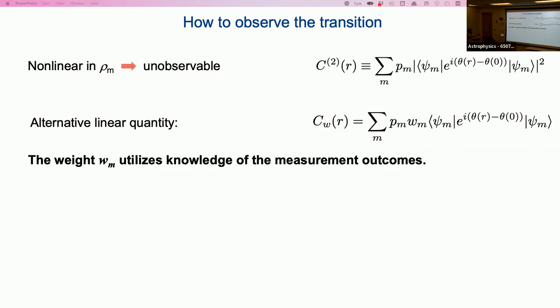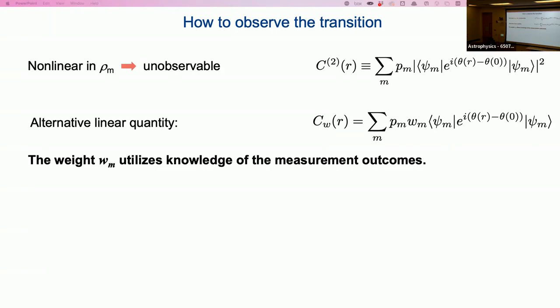So we want to change it to an alternative quantity where you average something that's linear in the density matrix. Averaging something like that is like usual averaging, where you find errors going down as one over the square root of the number of measurements. So where Wm is some weighting function that we want to design. If we design it correctly, we should be able to see exactly the same measurement. If Wm was one, we'd see nothing, like discarding measurement outcomes.